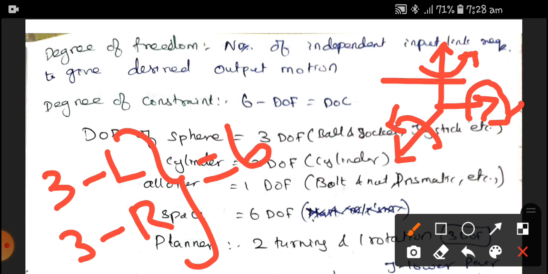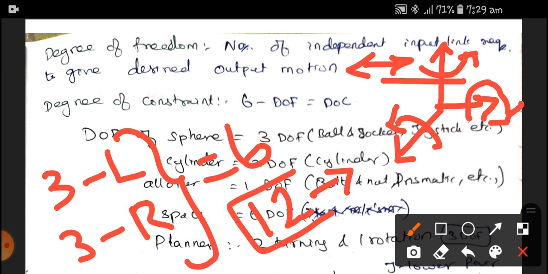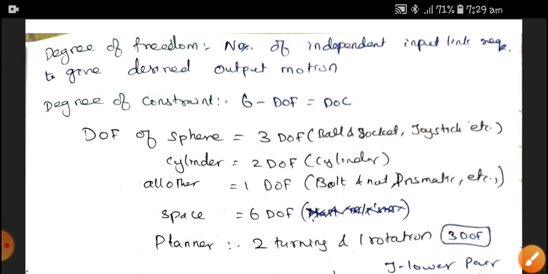In some of the books, they say it is 12 degrees of freedom, that is by considering positive and negative linear axes, as well as clockwise and anti-clockwise rotational motion. Therefore, the shaft in space would have 12 degrees of freedom. Whatever may be, most of the books have 3 linear and 3 rotary. Therefore, every link in space has only 6 degrees of freedom. So we can consider that as right. And what is meant by degree of constraint?